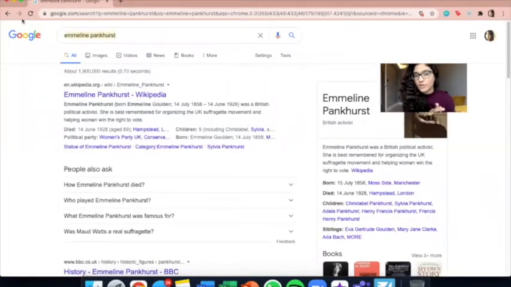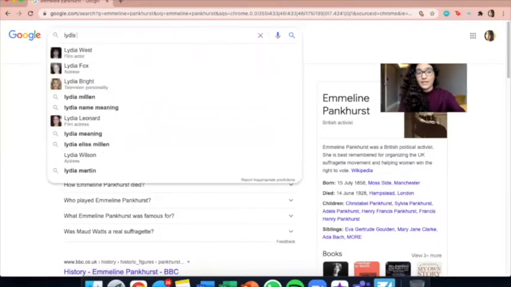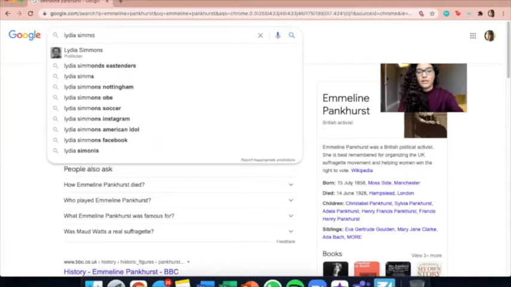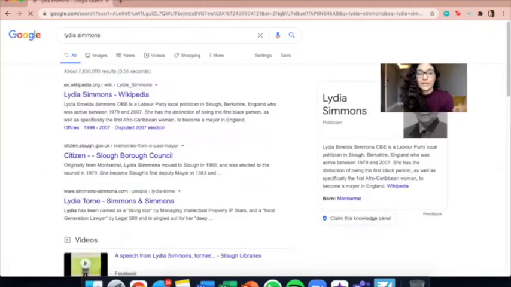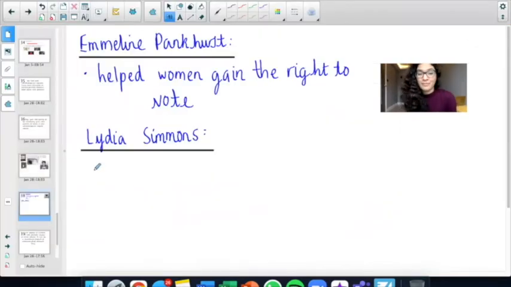If you are a little bit unsure as to what to write about, then you can just type in the person's name and see what they did. So if I type in Lydia Simmons, it says here that she is a politician in Slough. Now, she was the first Black person to become a mayor in England. So I am going to write just that. First Black female mayor of England. That's what makes her really stand out and makes us realize just how incredible she is.